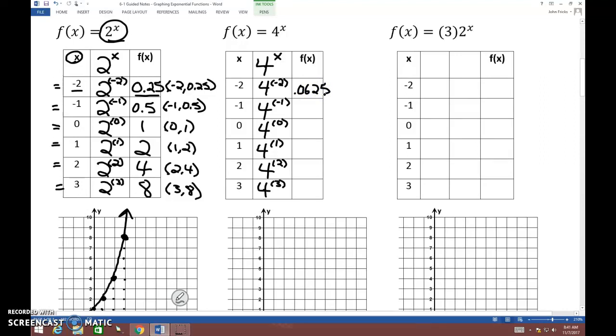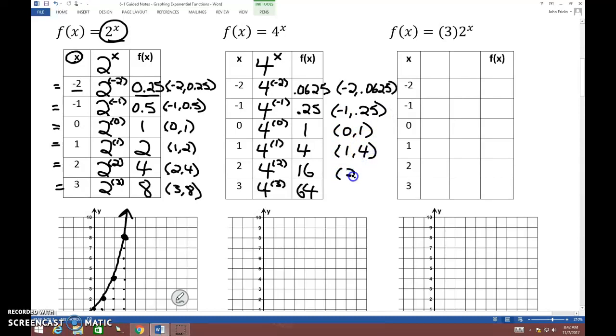That's a big decimal number. From here, I want to do 4 to the negative 1 power. When I do 4 to the negative 1 power, I'm going to get 1/4, or 0.25. When I substitute in 0, 4 to the 0 power is going to be 1. 4 to the first power is going to be 4. 4 to the second power is going to be 16. And then 4 to the third power is going to be 64. Once I have all that written down, I can then write my points down. So this is going to be -2, comma 0.0625, -1, 0.25, 0, comma 1, 1, comma 4, 2, comma 16, and then lastly 3, comma 64.